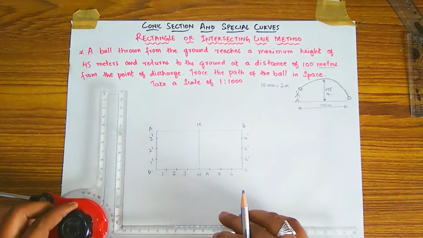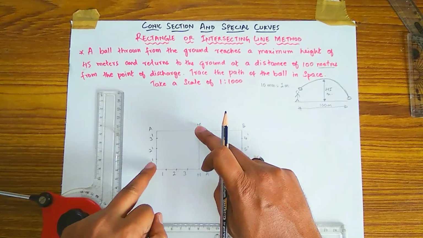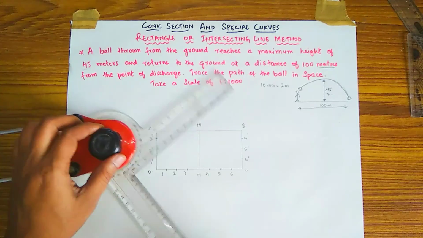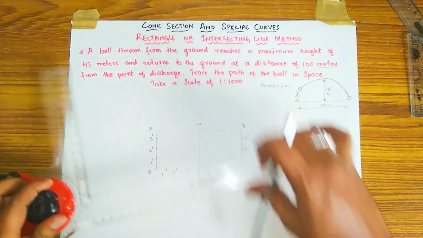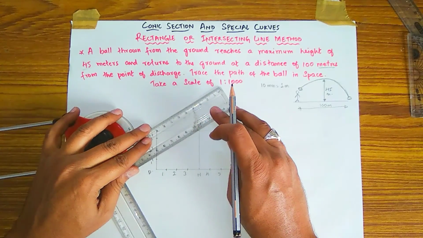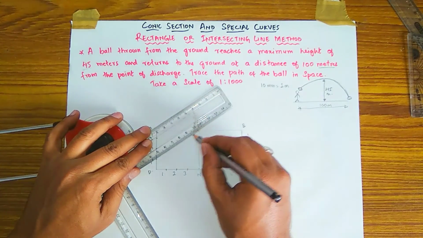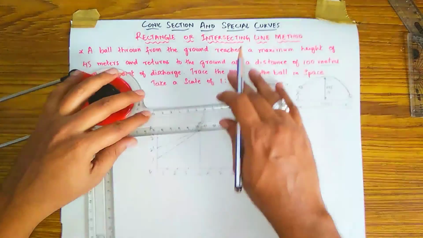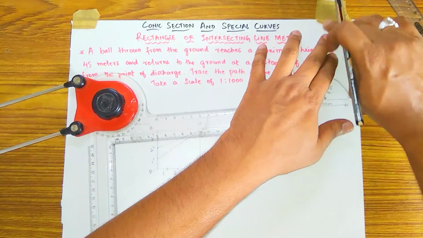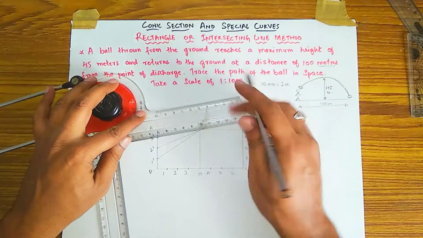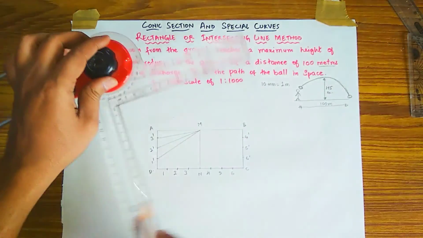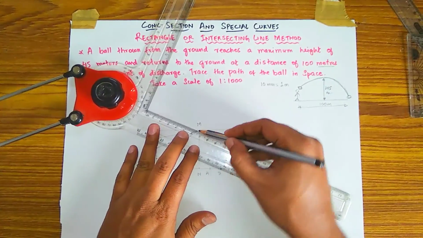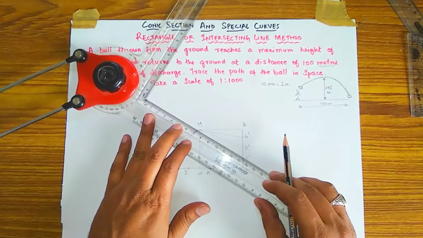Then you have to join the lines: from M to 1 dash, M to 2 dash, M to 3 dash, M to 4 dash, M to 5 dash, M to 6 dash. I am showing you how to do it.